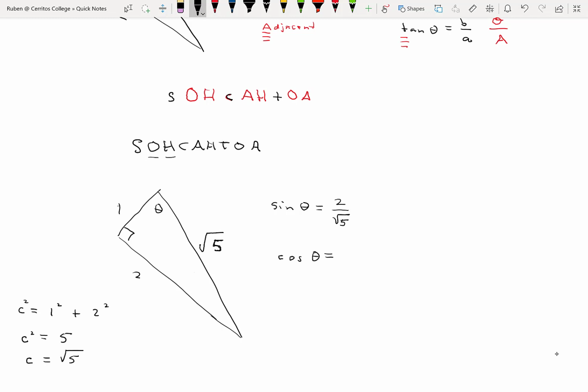So the cosine is adjacent over hypotenuse. The side adjacent theta is not radical 5. Radical 5 is the hypotenuse. So the side adjacent theta is 1.